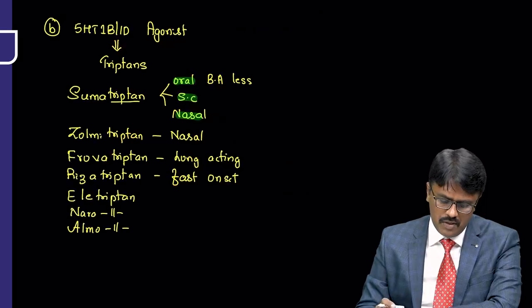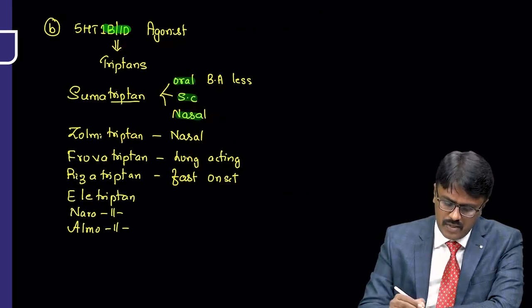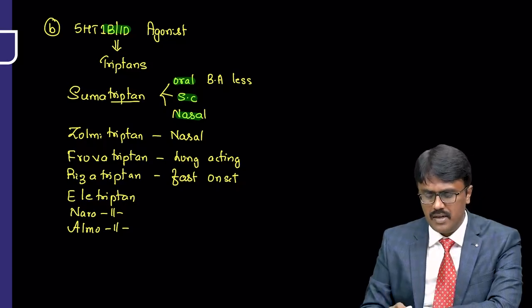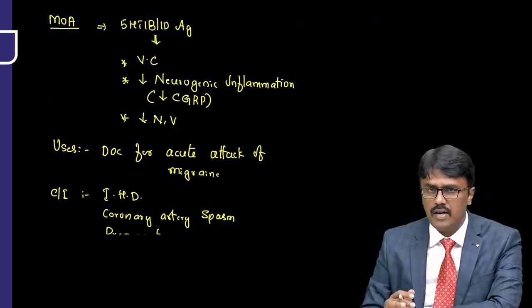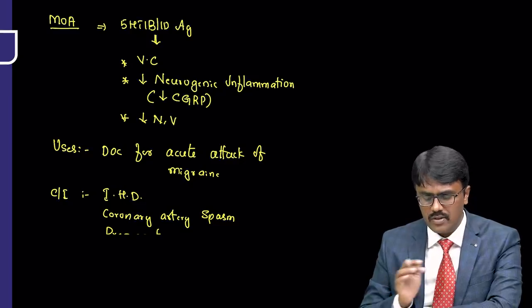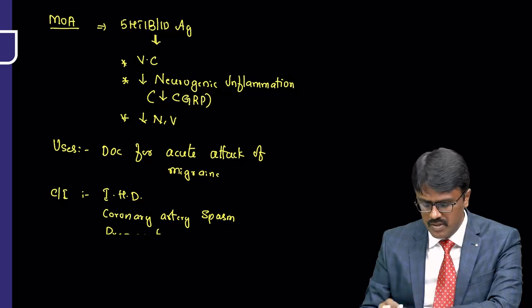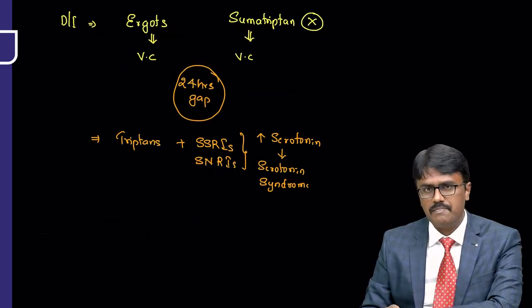So we are done with 5HT1B, 1D agonists. They are called triptans and they all end with triptan. I told you the mechanism. They have an advantage: not only vasoconstriction, they also decrease neurogenic inflammation. And I told you the contraindications. So until now what I discussed is the 5HT1A partial agonist and the 5HT1B, 1D agonist.